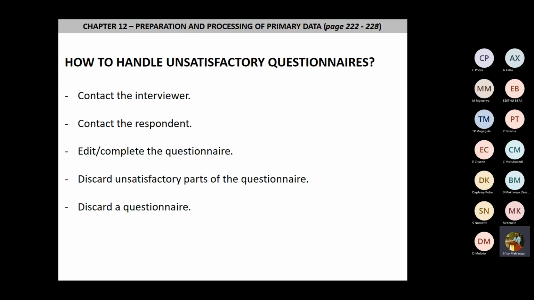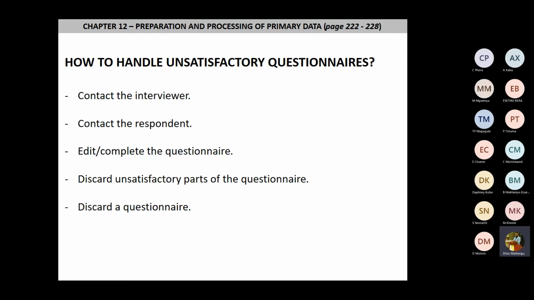The last 2 options that we have deal with questionnaires that are incomplete. You will see you've got discard unsatisfactory parts of the questionnaire, which is different from the last one, discard the whole questionnaire. The textbook words it well: discard the questionnaire completely, meaning that we throw away the whole questionnaire, regardless of whether they did not complete a certain part. So we've got those two options there.